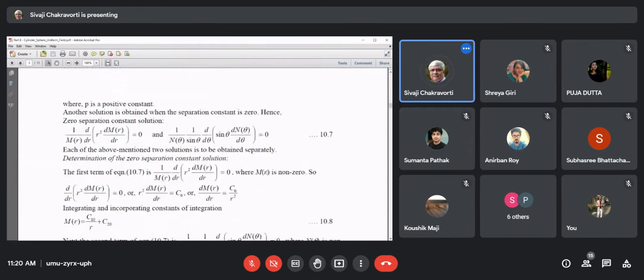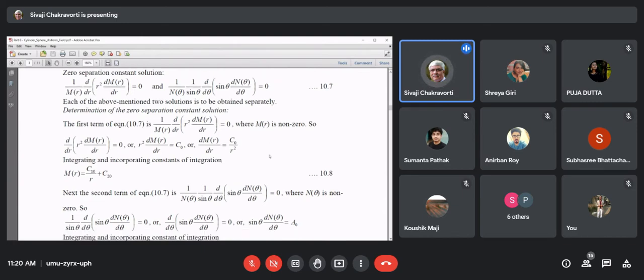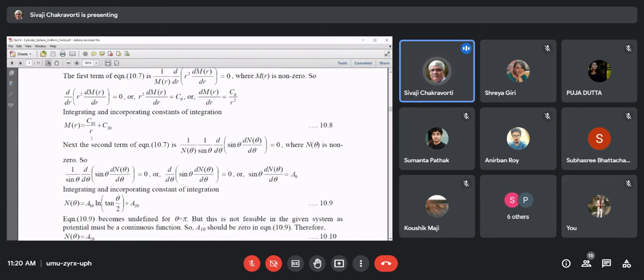So we are saying that ddr of this is 0. I am not going into all that derivation. You please do it yourself. Ultimately, you see we get equation 10.8 where mr comes out to be this with two constants, C10 and C20. Of course, we have to find out this constant. Then second term is equal to 0. Again, we do all this, whatever is necessary, arrive at equation 10.9.